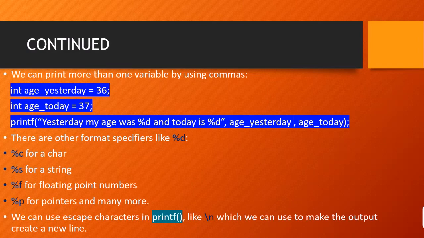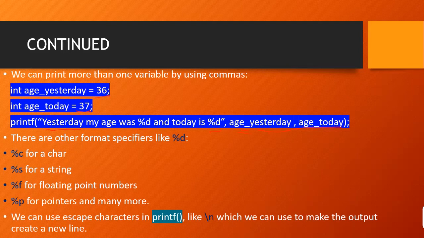We can print more than one variable by using commas. For example, in this program I have int age yesterday equal to 36, and int age today equal to 37. So I have given the values. Then printf, with the string "Yesterday my age was %d and today is %d", and we give the variables also. The output will be: yesterday my age was 36 and today is 37.